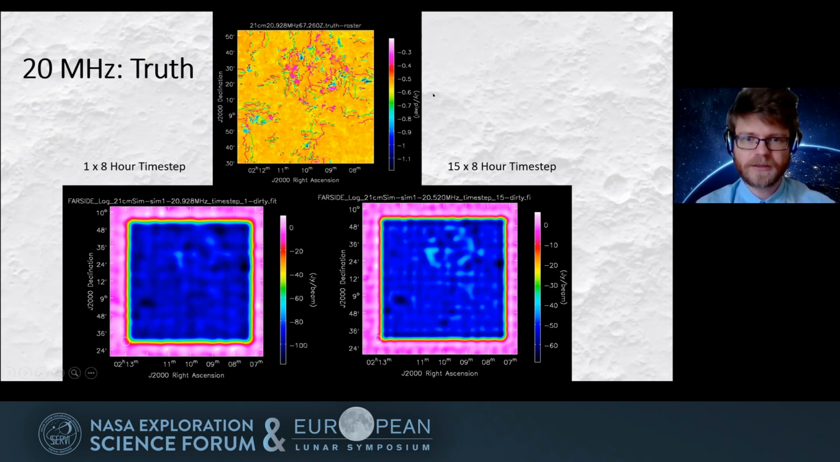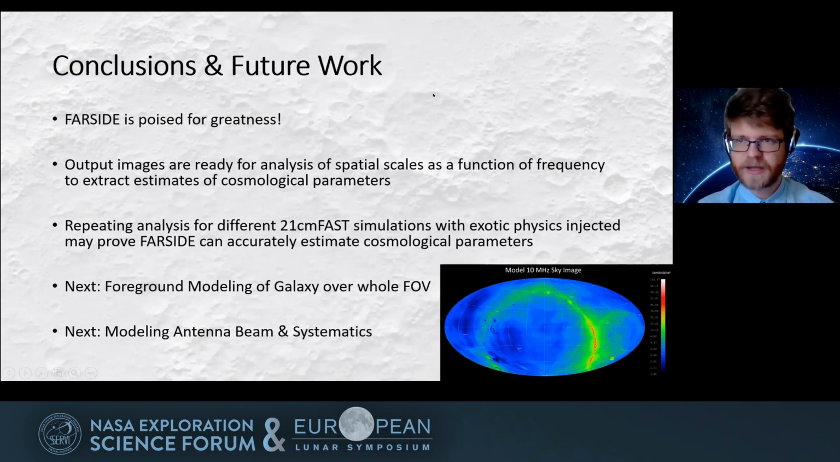Let's see. Okay, so I think that I'll just wrap up here. So in conclusion, FARSIDE is looking really good. And the simulated output images are ready for spatial scale analysis to get out that k-vector analysis that will then help us better parameterize the different attributes of dark matter and other exotic physics.